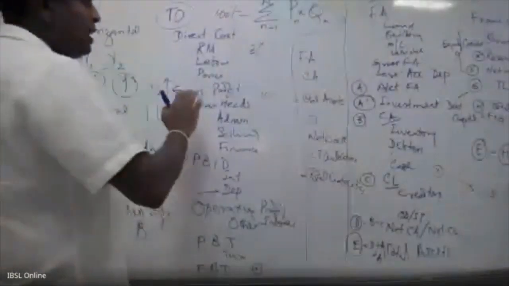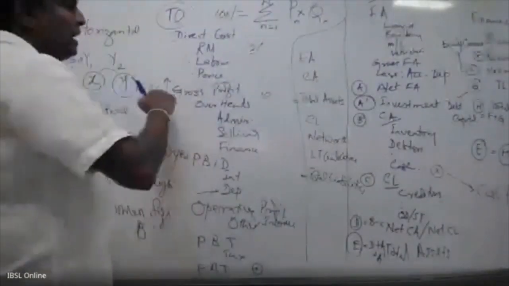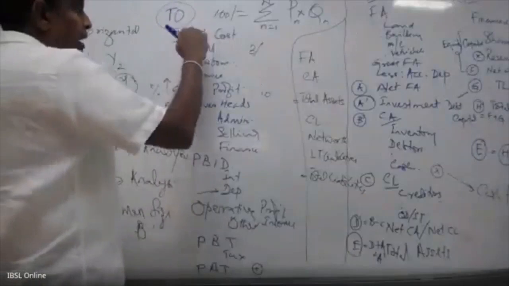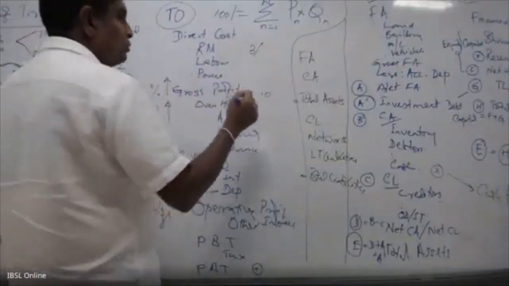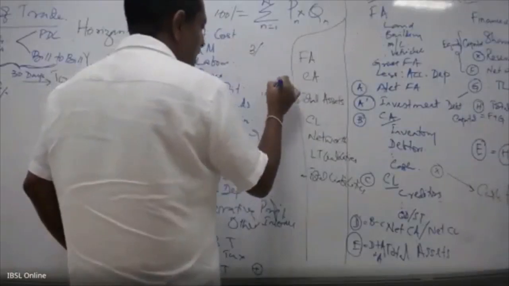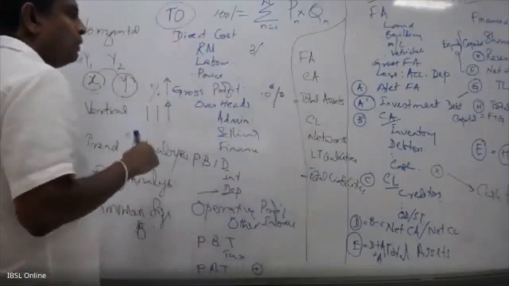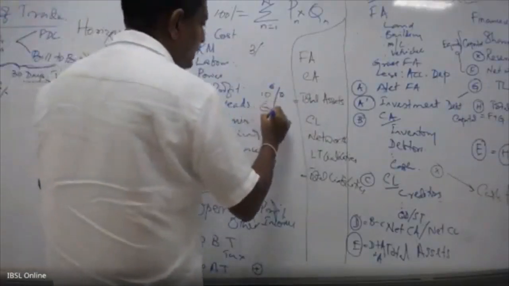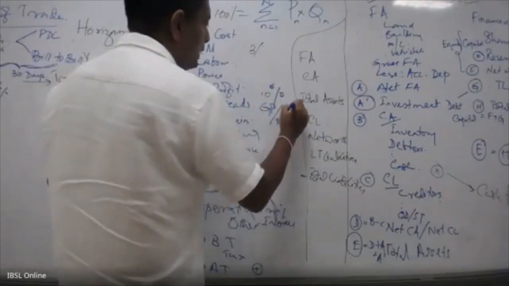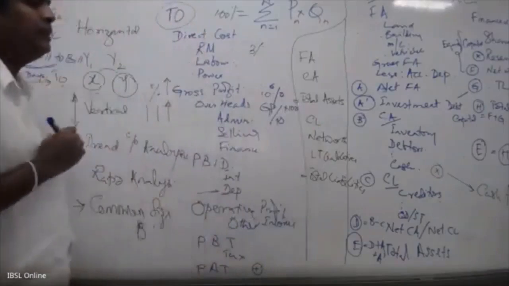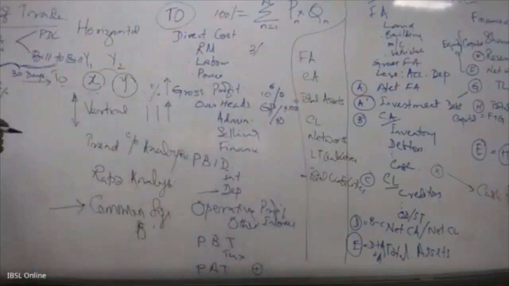Then when you are evaluating, the point is gross profit, right? We say gross profit margin is 10%. How do you calculate gross profit margin? GP divided by turnover into 100. That is the gross profit margin, right?